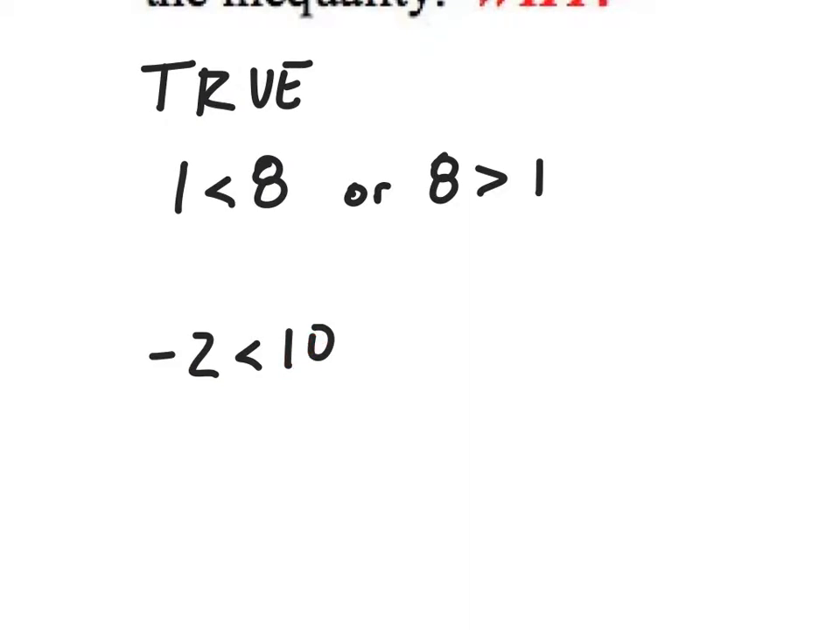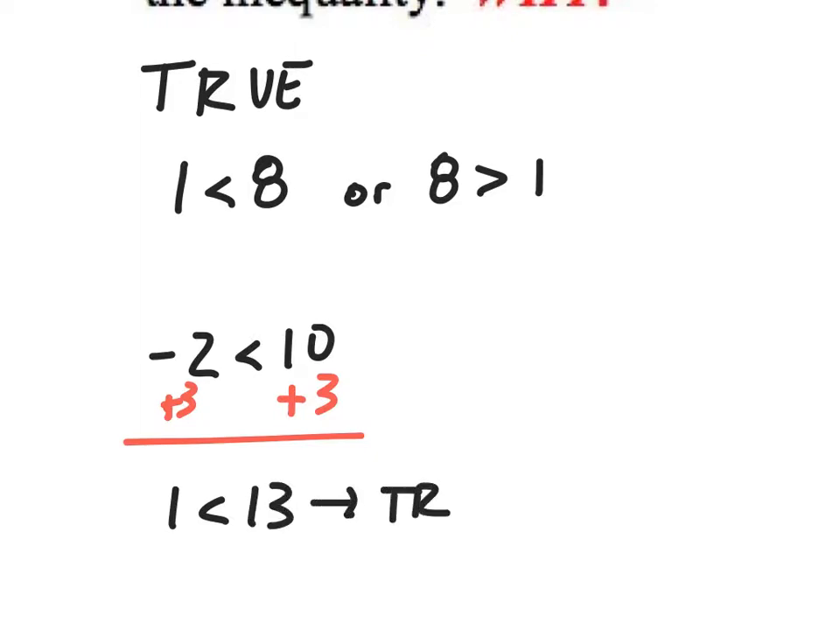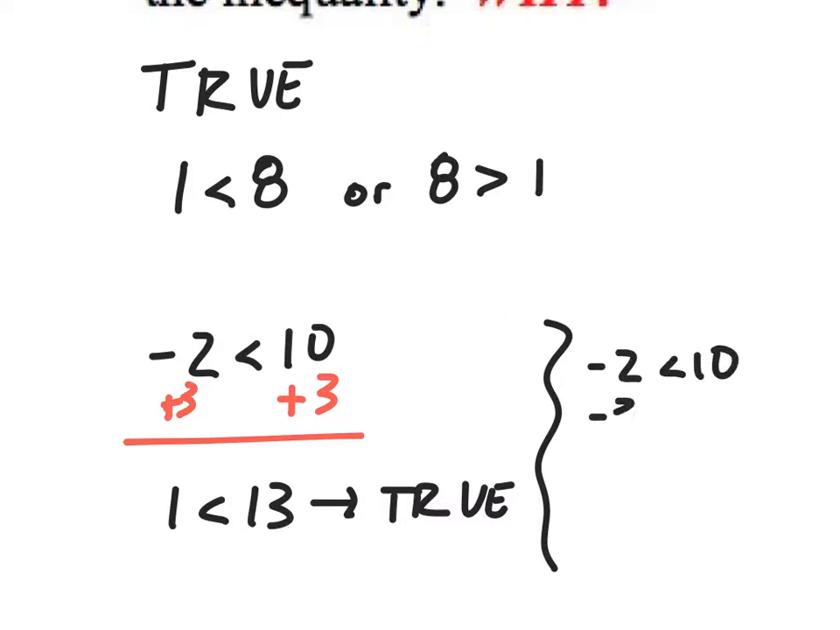And so what I want to say is, I can do a number of things to this. If I add 3 on the right side and 3 on the left side, then I'm going to get the inequality, say, what is that? +1 is going to be less than 13. This is still true. If we were to change that up and say -2 is less than 10, and subtract 3 from both sides, then we would get -5 is less than 7, and this is still true.